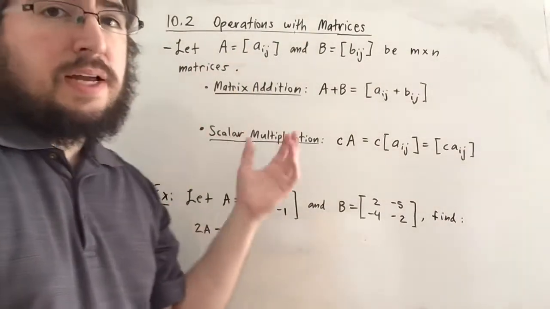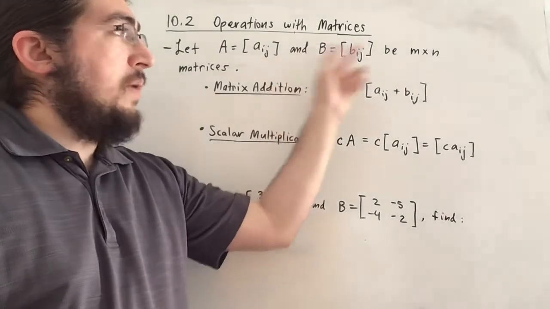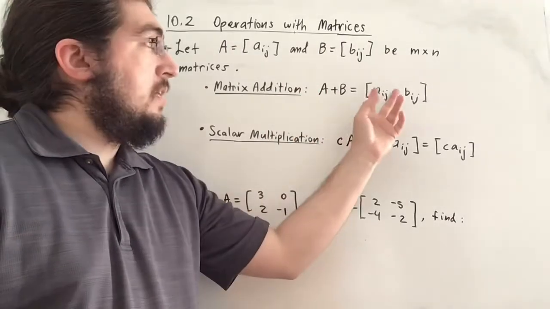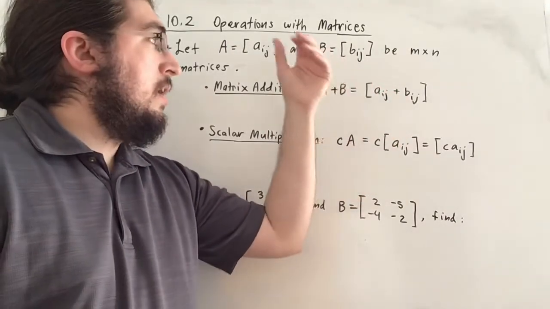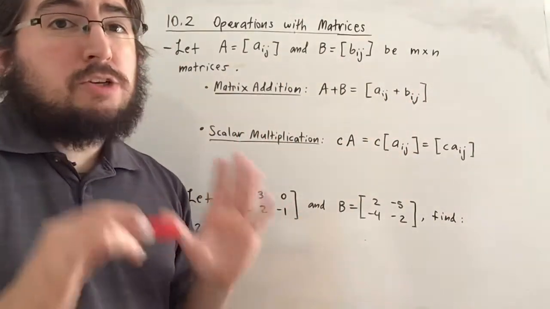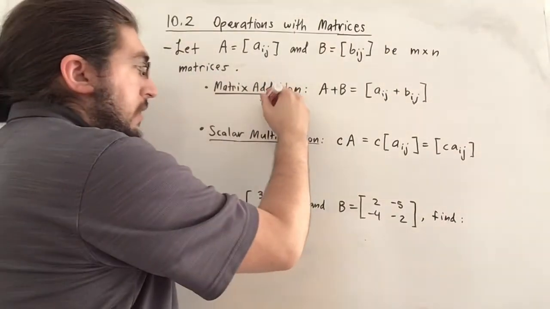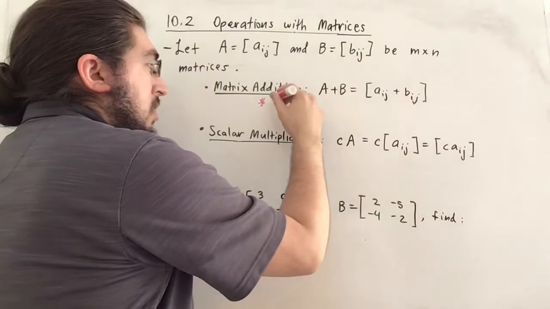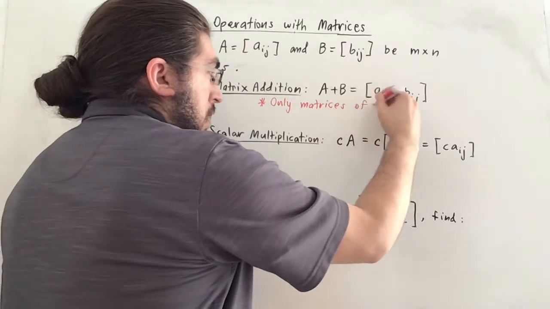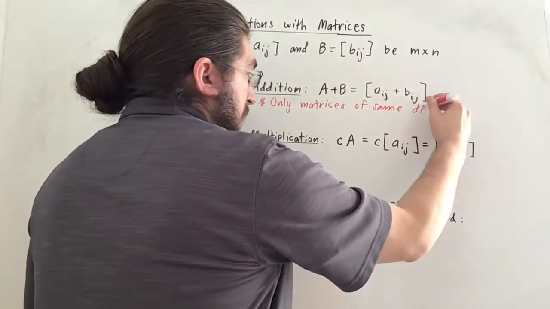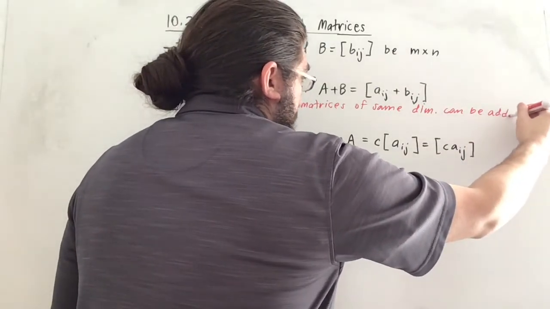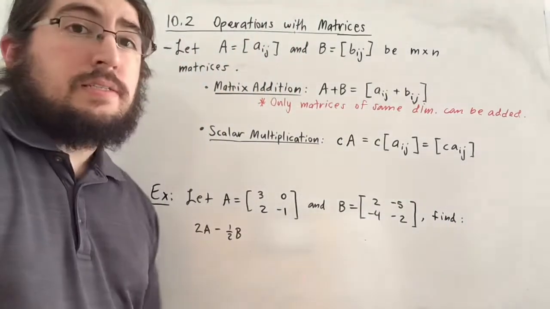And matrix addition is defined as follows. If you have two matrices of the same dimension, m by n, in this case they're both m by n, A plus B is just the matrix whose ij entries are the ij entry of A added to the ij entry of B, meaning we add term by term. There's two things I should say here that are of particular interest. Only matrices of the same dimension can be added. If they have different dimensions, then their sum is undefined.